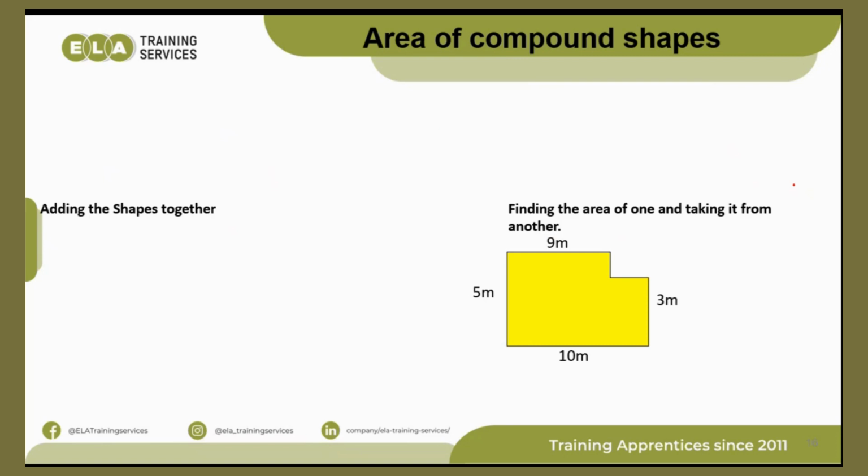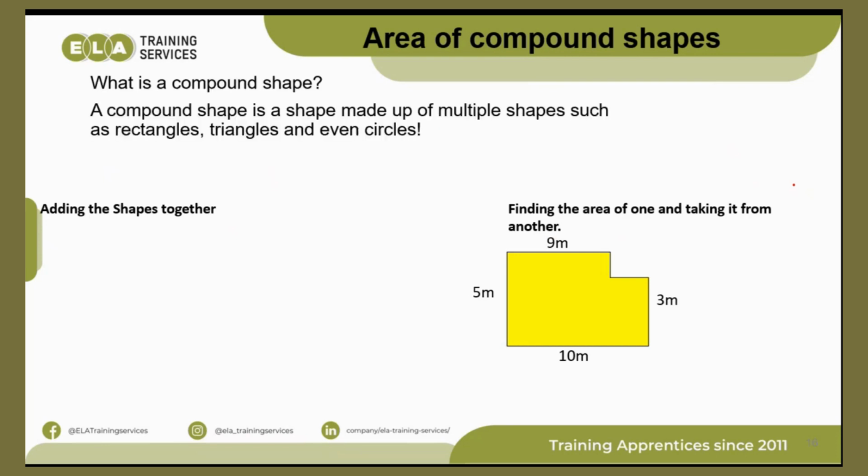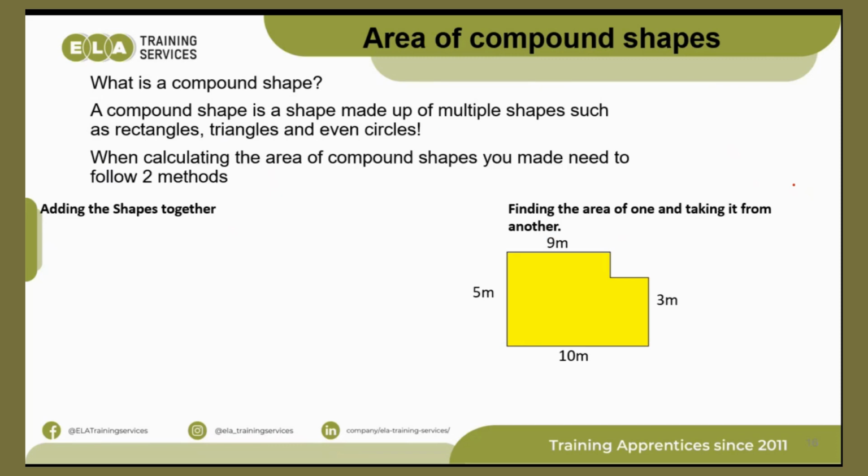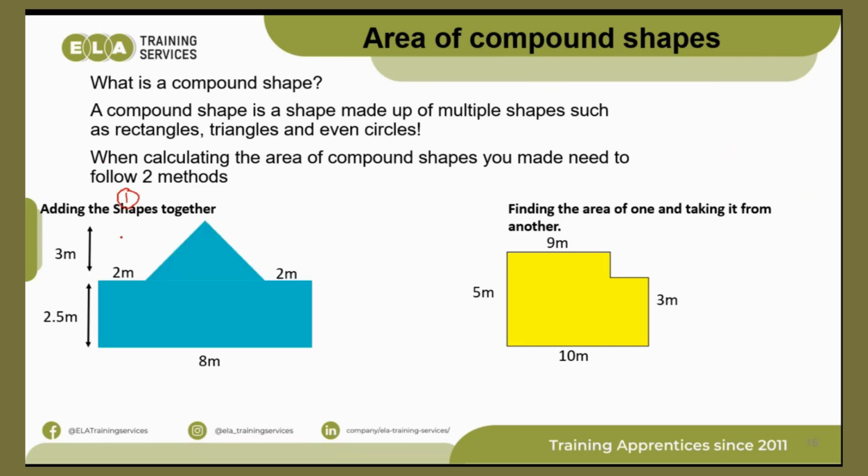Okay, so next we're going to look at compound shapes. So we've touched upon this slightly with combined rectangles and things like that. So what is a compound shape? A compound shape is a shape made up of multiple shapes such as rectangles, triangles, and even circles. When calculating the area of compound shapes, you may need to follow two methods. Method 1, where we add the shapes together.